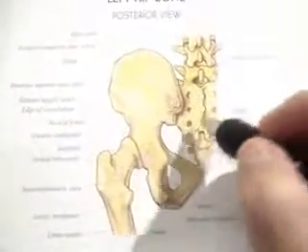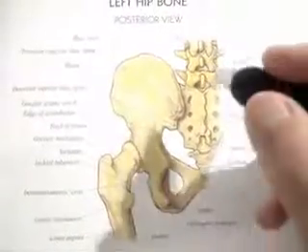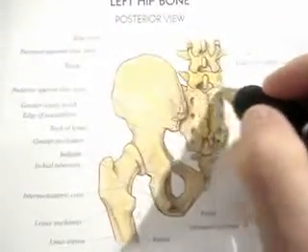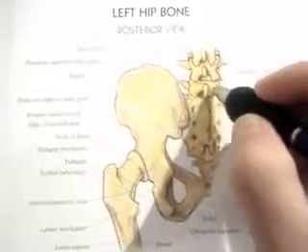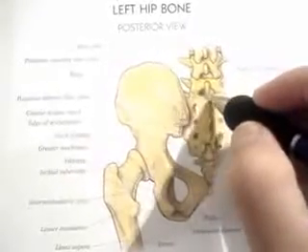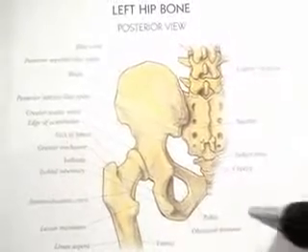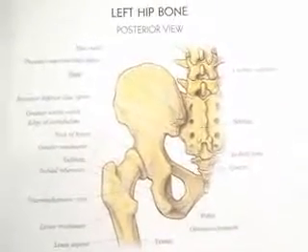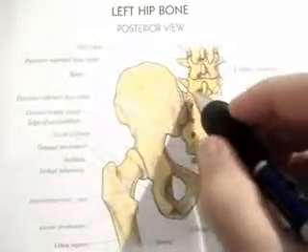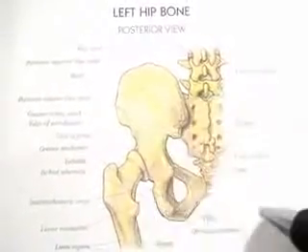And because the sacrum is a fusion of vertebral bones, 5 of them, the most superior will articulate with the 5th lumbar vertebra using its superior articular processes. Just like the normal vertebral bone has superior articular and inferior articular processes, this portion also has a superior articular process.